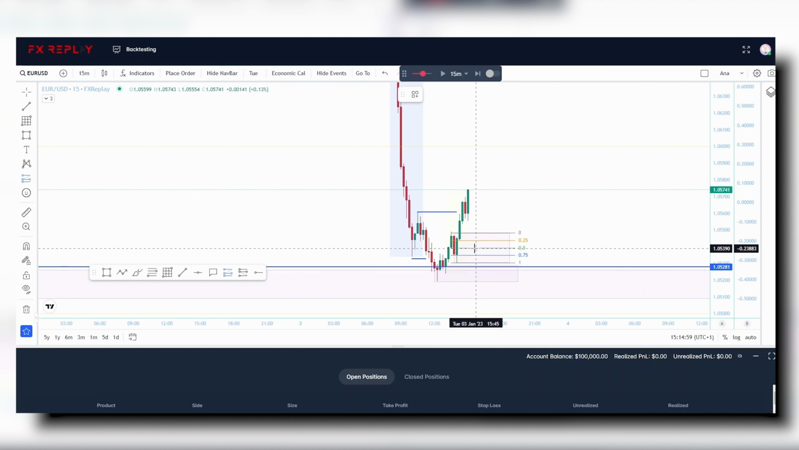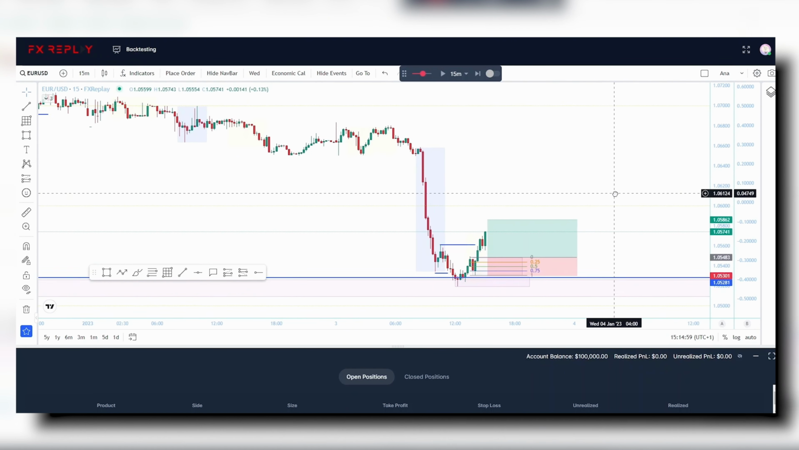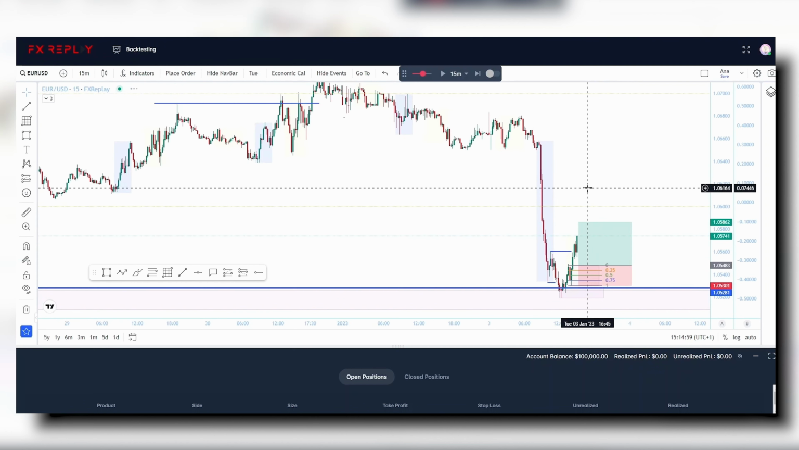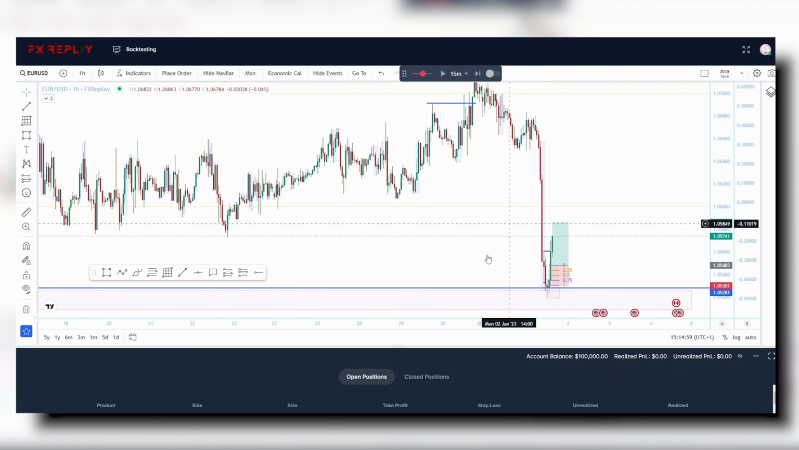How I would do it is I would place half of my position here, and I would target the closest area where price might stop, which we can define.